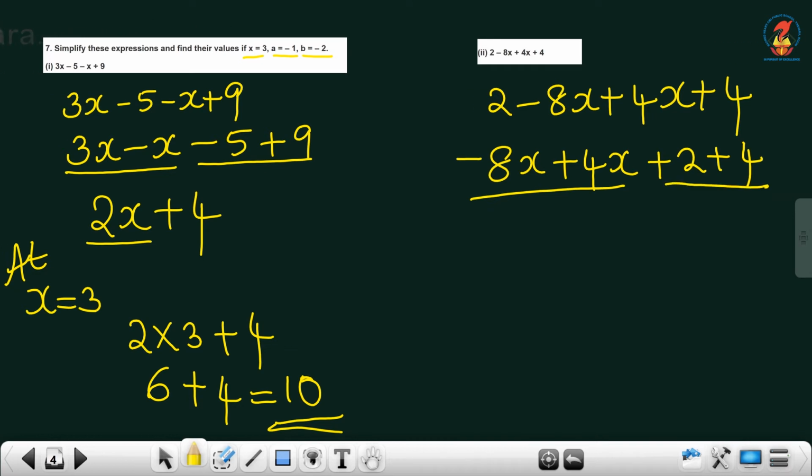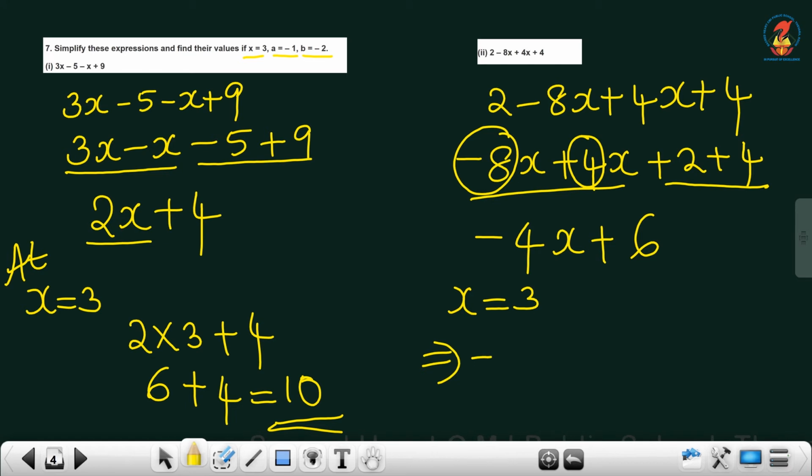-8 plus 4. What is the answer? Just add the numerical coefficient. -8 plus 4. What is the answer? -4, and write the same variable. Plus 2 plus 4. What is the answer? 6. Now x is equal to 3.